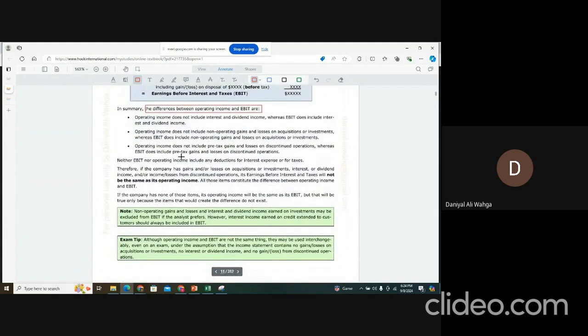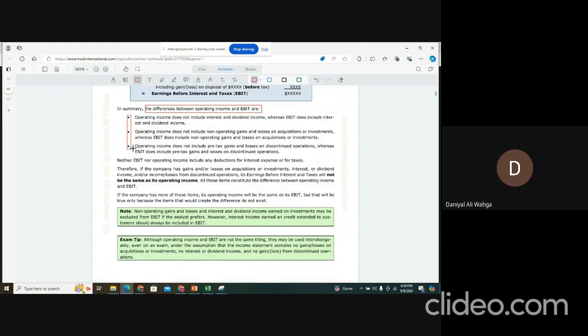Next, it says whereas your EBIT includes interest and dividend income, it being a small difference. Then it further explains, my operating income doesn't include my non-operating gains and losses on acquisition or investments, whereas my EBIT includes my non-operating gains and losses on acquisition. These are the three major points you need to understand.